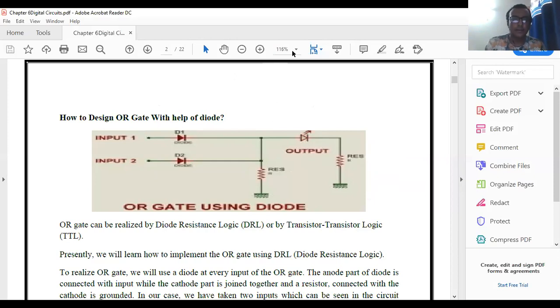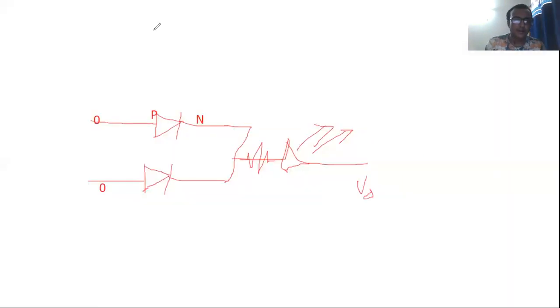Now we apply 1 input here, and here 0 input. Consider the second case. Now due to this 1 present, 1 means high voltage. I have written here 1 equal to high voltage. So due to the presence of high voltage, we get sufficient voltage here, so the LED can glow here. So we can get the maximum voltage here.